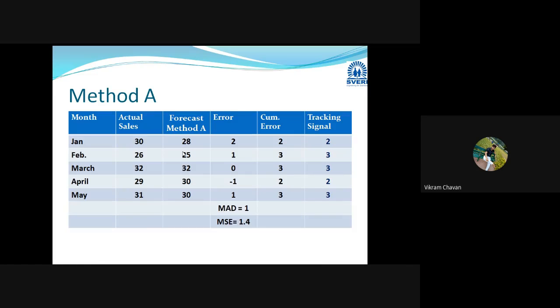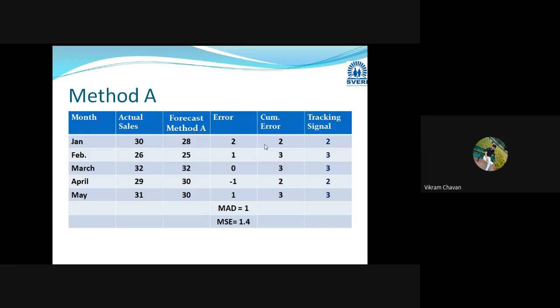The forecast sale was 25 units by using method A, and the error between the actual sale and the forecasted sale is 1. Okay, 26 minus 25, so that will become 1. Now cumulative error. Cumulative error is nothing but the addition of all the errors.